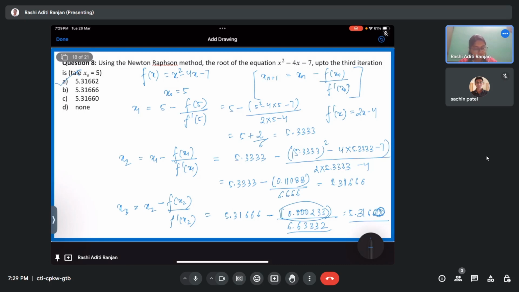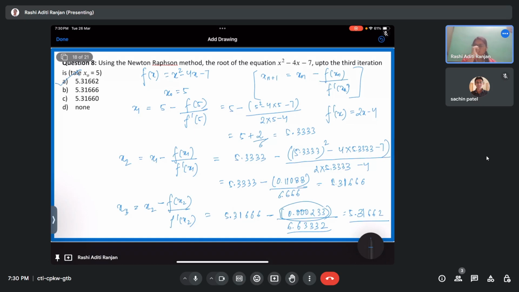That is a very small variation, so this is going to be my answer. Likewise, you can use other numerical techniques in order to find out the roots. These are all the questions related to numerical techniques that I wanted to discuss with you. I have taken examples for a particular type of method.